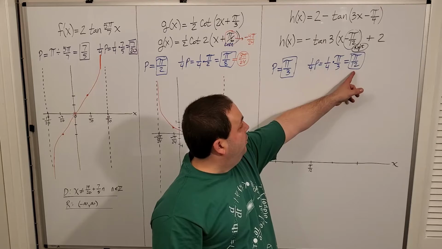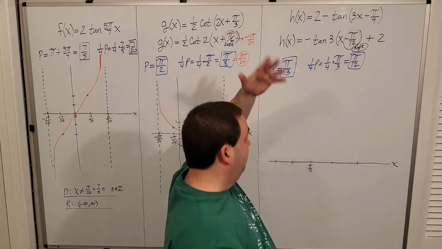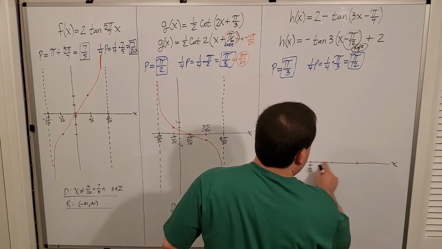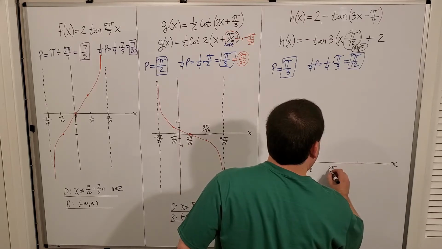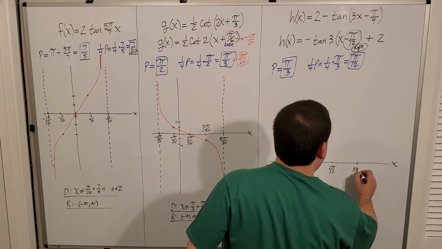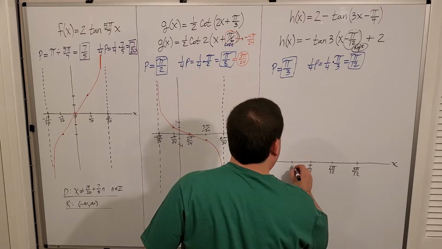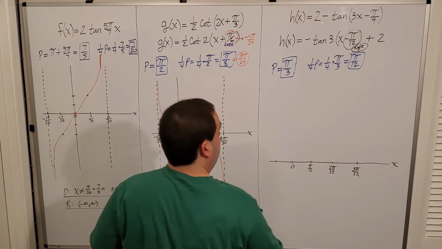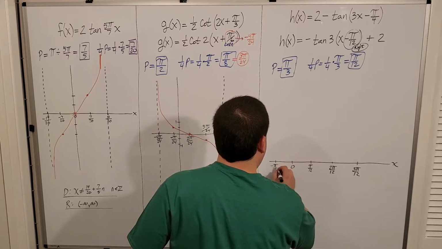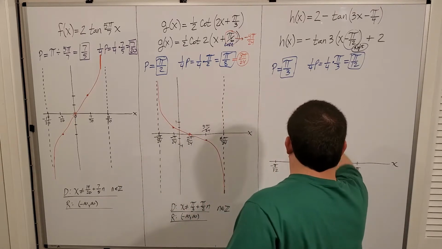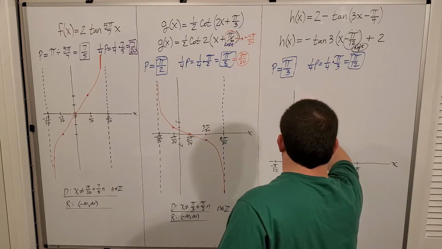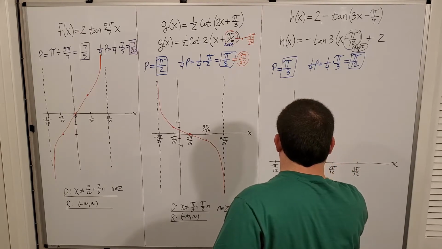Now, my quarter period is also pi over 12. So that means this is going to be 2 pi over 12 and 3 pi over 12. And then this one right here will be 0 because I'll do minus pi over 12, and then negative pi over 12. The 0 will be my y-axis.